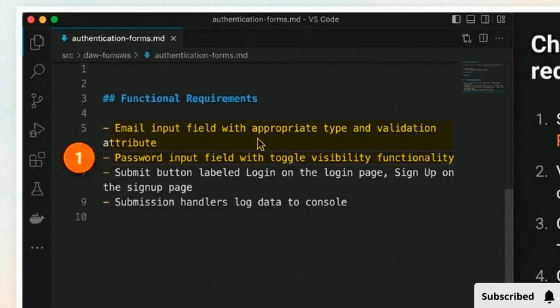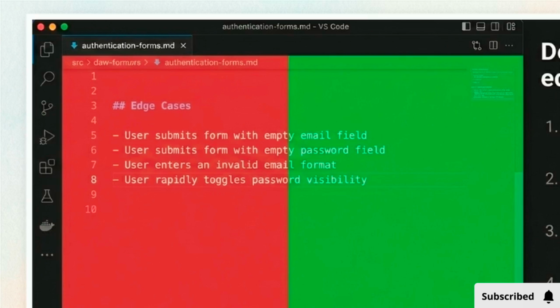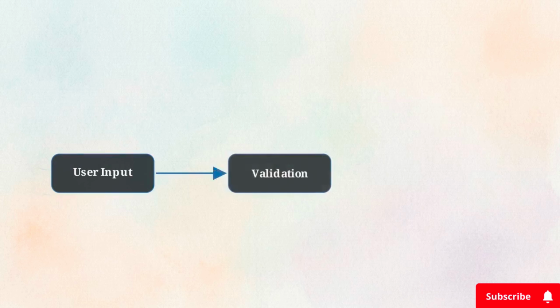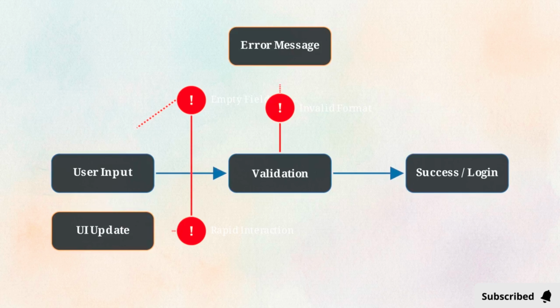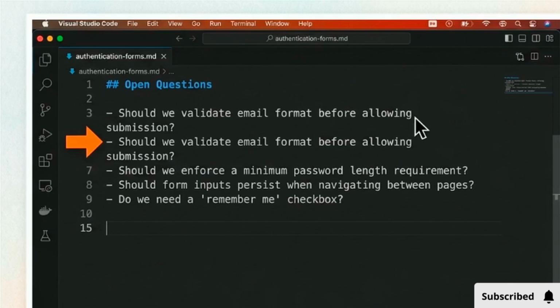and toggles. After confirming the core features, we examine the specific conditions that could cause the software to fail. The Edge Cases section identifies potential issues, such as blank inputs or a user rapidly clicking the visibility toggle. Finally, we review the acceptance criteria, which list the exact conditions that must be met to mark the feature as complete. Mapping out edge cases and criteria identifies logic gaps before the coding phase begins, creating a documented source of truth for implementation. The tool also identifies uncertainties.